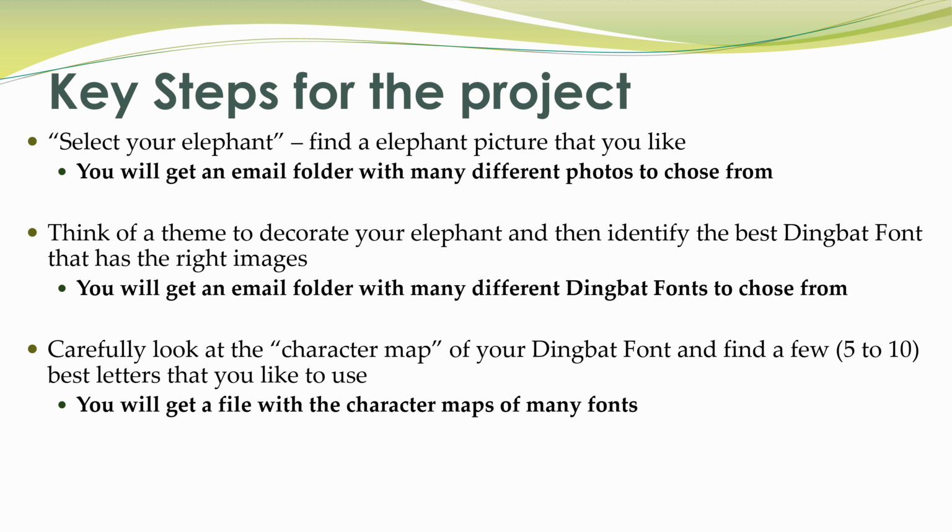Which one of them do you like? For example, you might say I like this dingbat font. When I push letter A, I get an interesting picture. Letter G is interesting, letter T is interesting, and the number 5 is interesting. So basically, you need to pick 5 or 6 or 10 different letters that you think will be good for your artwork. And the way you do that is you look at the character map of the font. A character map is a little table that says you push letter A, you get this picture. You push letter B, you get this picture.